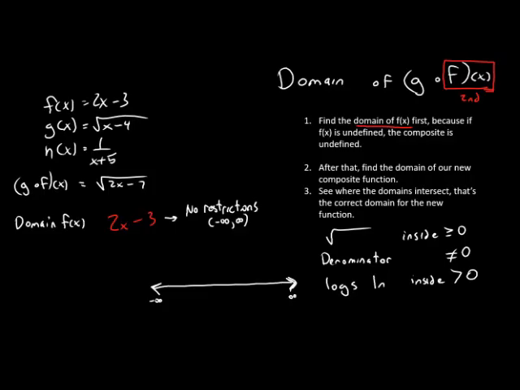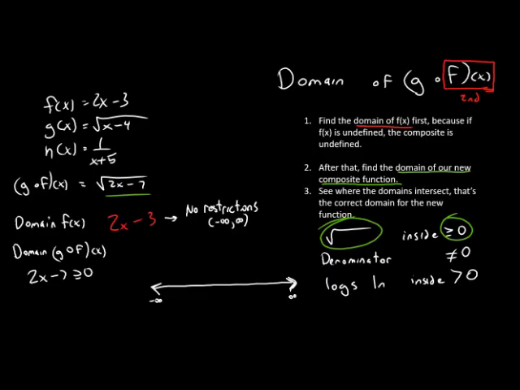But now that we've seen that, let's examine the domain of our new composite function. Our new composite function is square root of 2x minus 7. Because we have a square root, the inside of that must be greater than or equal to 0. Therefore, when we look at the domain of the composite, we're going to have to say that the 2x minus 7 must be greater than or equal to 0. To solve this, we'll add 7 to both sides, and we'll get 2x is greater than or equal to 7. When we divide both sides by 2, we'll get x is greater than or equal to 7/2.